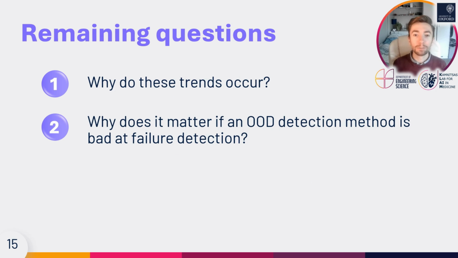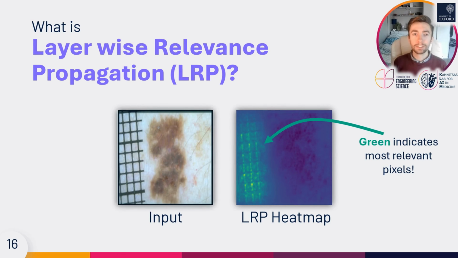However, we have some remaining questions. Firstly, why do these trends occur? And secondly, why does it matter if an outer distribution detection method is bad at failure detection? To answer these questions, we need to introduce two more tools. The first is layer-wise relevance propagation, or LRP, which is an explainable AI method. The idea behind this method is to indicate which pixels in the image contribute the most towards the model's prediction.